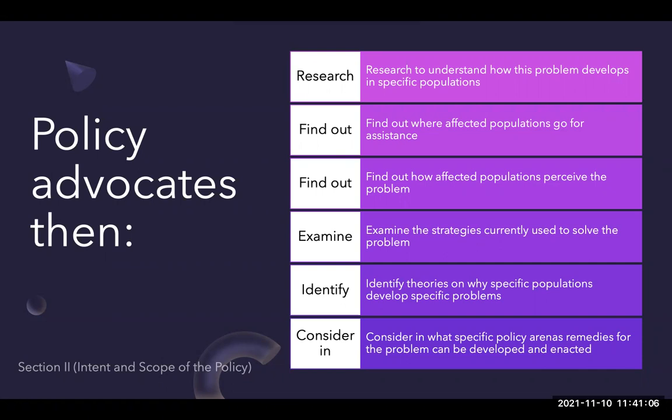This is not required, but you can also include the theories that may help you explain why the populations that you're studying may develop these specific problems. And you will need to consider in what specific policy arenas remedies for the problem can be developed and enacted.